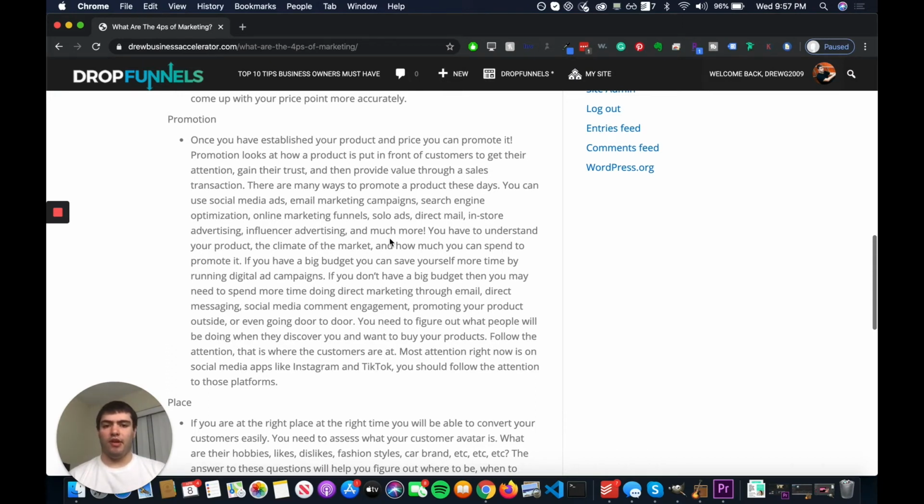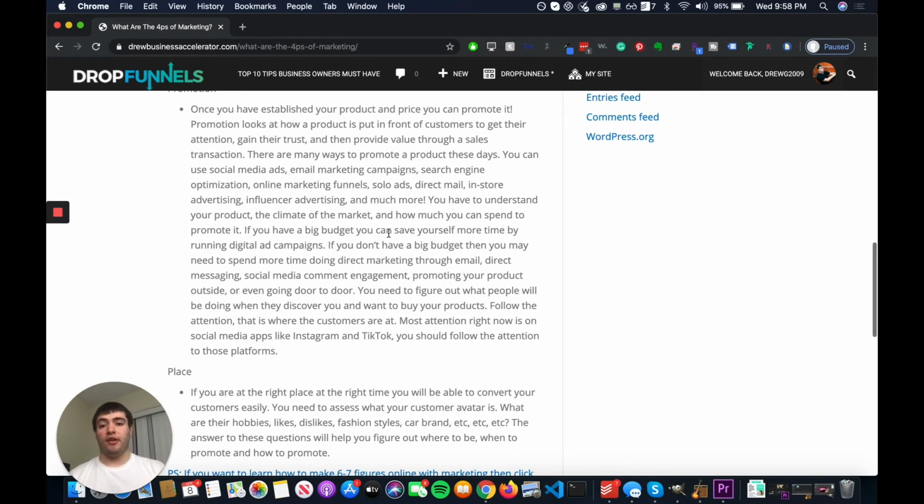It also depends on the climate of the market. You know, if people don't want what you have to offer, it's not going to matter. So you've got to make sure what you're offering is something that people want and people need. It's also very important to follow the attention. Gary Vaynerchuk always says, follow where the attention is. The attention is no longer on TV ads, it's on social media and on social media ads.